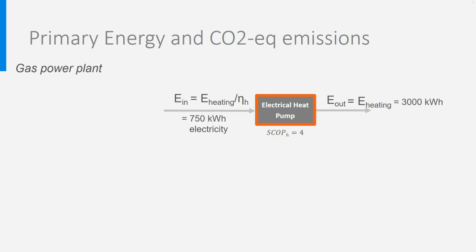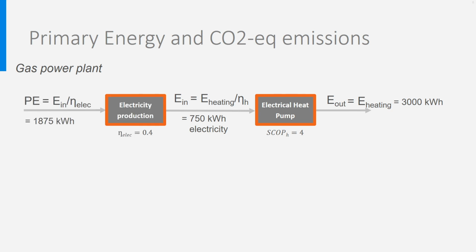Let's look now at the primary energy and CO2 emissions. Imagine we have an electrical heat pump with a seasonal COP of 4. The space heating demand is 3000 kWh, therefore we need 3000 divided by 4 equals 750 kWh electricity to power the heat pump. Electricity is final energy, meaning that it is delivered to the building. This electricity must be made in a power plant. Let's consider it is produced in a gas power plant of efficiency 0.4.